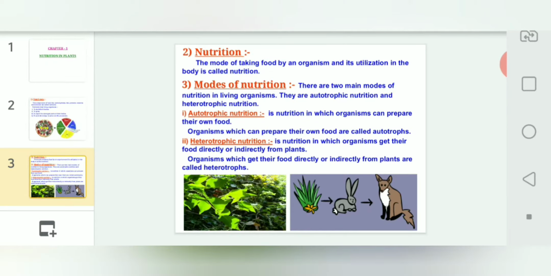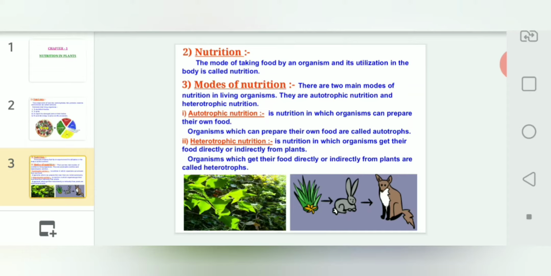Nutrition: the mode of taking food by an organism and its utilization in the body is called nutrition. Modes of nutrition: there are two main modes of nutrition in living organisms. They are autotrophic nutrition and heterotrophic nutrition.